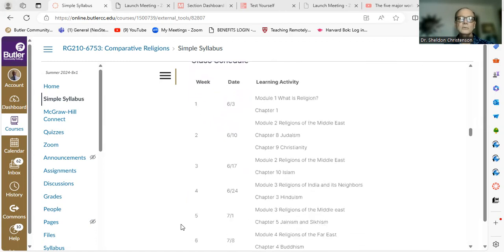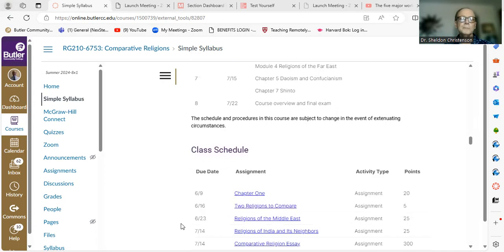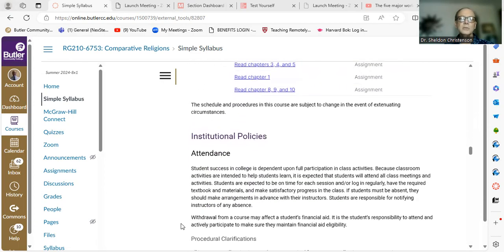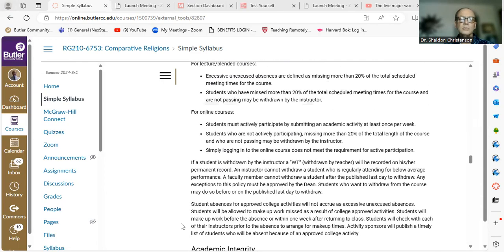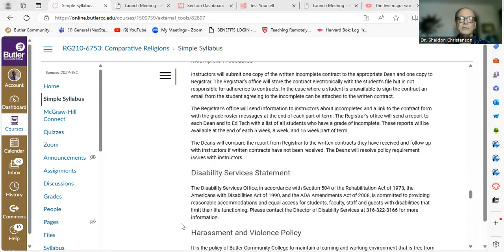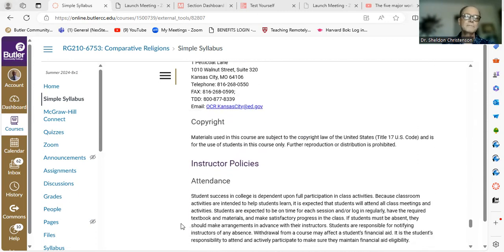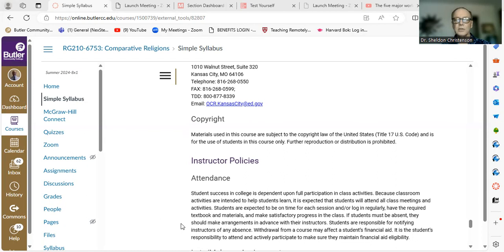Here's our weekly schedule and all the assignments. Some generic stuff here. If you need some flexibility on assignments because you're going out of town or something like that, let me know. I can change due dates and things like that. I just can't go past the end of the summer semester. So if you're wanting to go after the third week in July, it could be a problem.